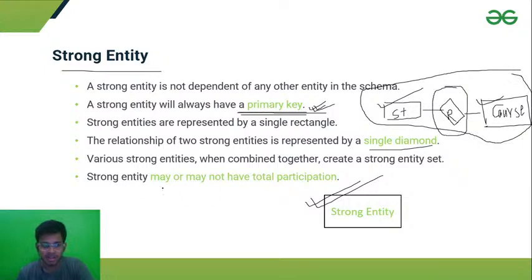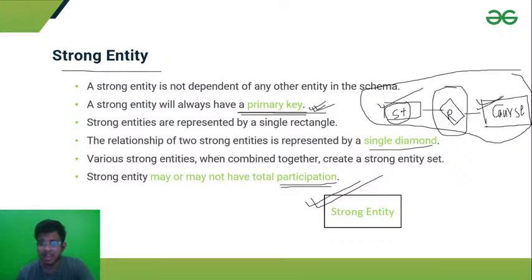So strong entity set may not have total participation. So what is participation right now? You must be wondering what participation is. For the time being, let's say participation is this: if every student in this entity participates or enrolls in any course, then we say the student entity has total participation.